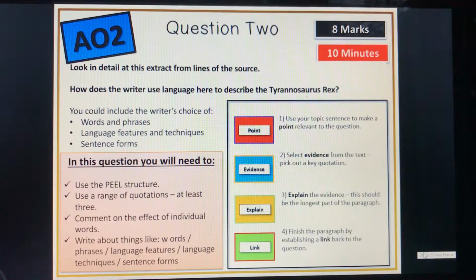So, question 2. What you've got to do? Point, evidence, explain, and zoom into language. That is it. There's loads of different ways of explaining it. Point, evidence, explain. Make sure you're linking back to the question. Make sure you are going into detailed word level analysis.